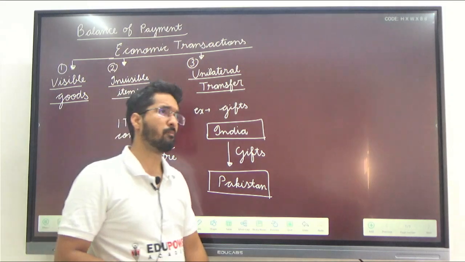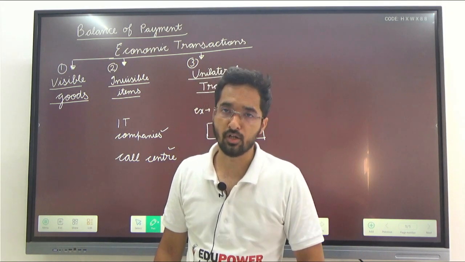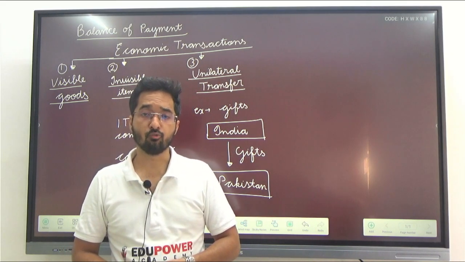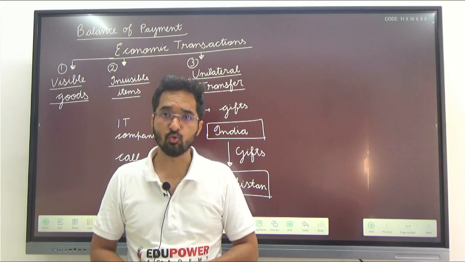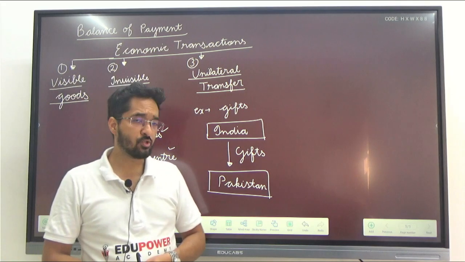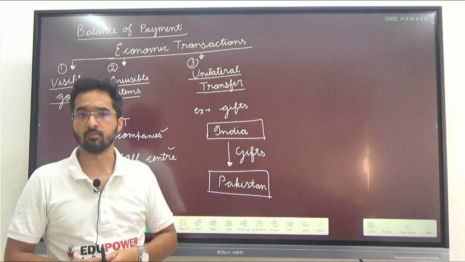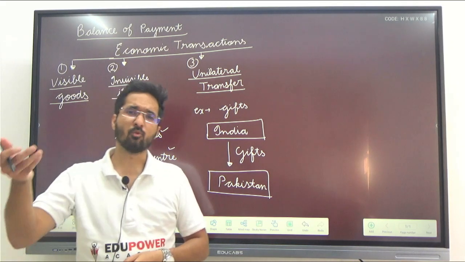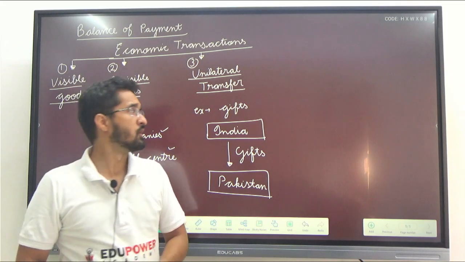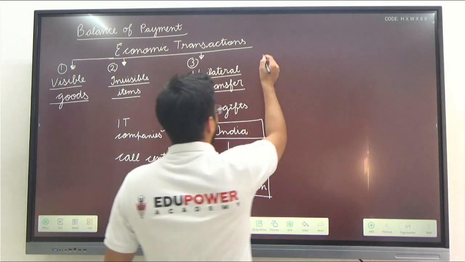Okay. For example, God forbid, if there is a tsunami or an earthquake in India, then what will other countries do? The developed countries like USA may provide us some gifts, and so these gifts will come under which head? They will come under the unilateral transfer head. Why are they unilateral transfers? Because they are providing us gifts, we do not need to provide any goods or services in return. So, gifts come under unilateral transfer.